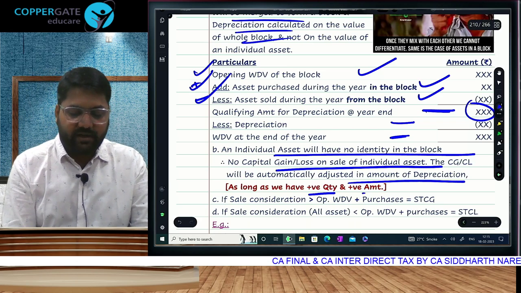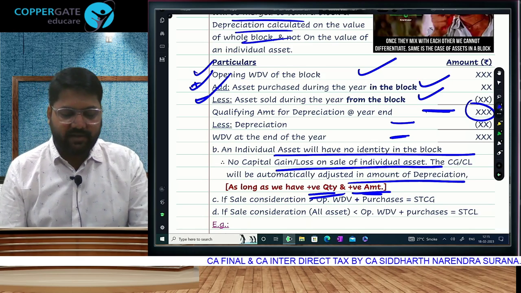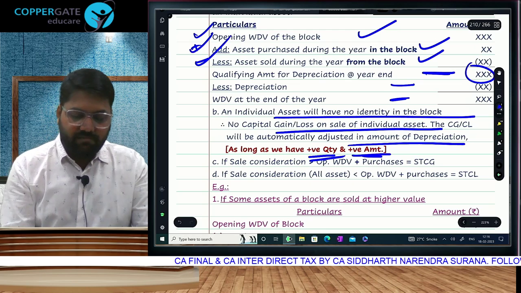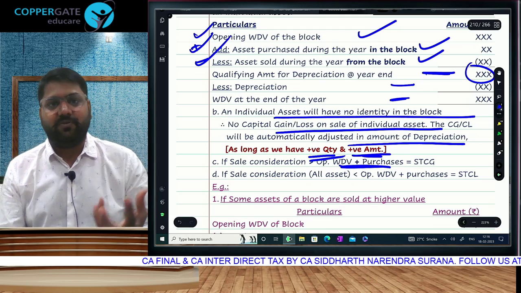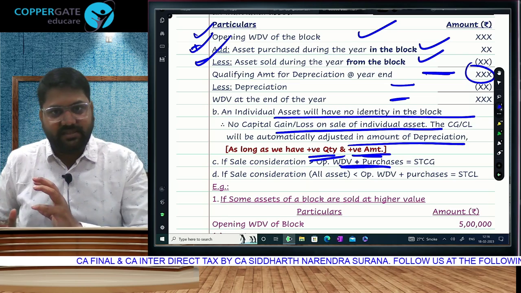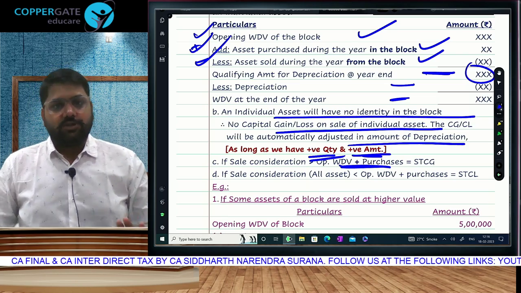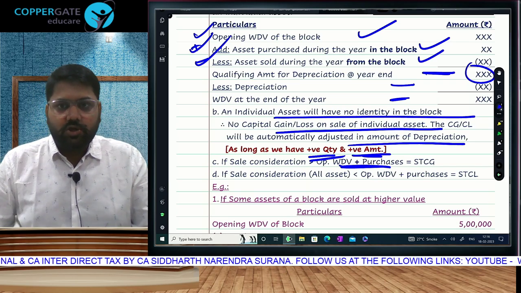So, if you have quantity and amount, positive quantity, positive amount, no need to calculate any gain or loss. It will be adjusted in the amount of depreciation. But if the sale consideration is higher than the value in the block, then it is becoming negative. So, you have to compute gain. It's a case of gain because sales is higher minus the value in the block. The opening plus purchases will become your cost of acquisition and that will give you your short-term capital gain.